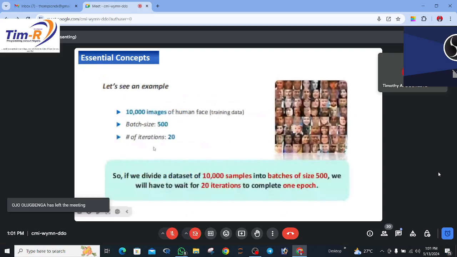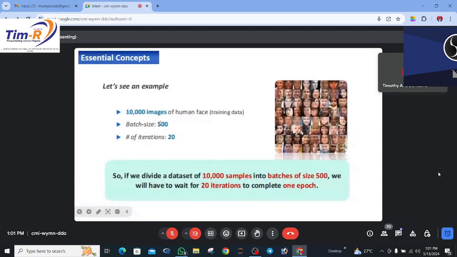So now let us see an example. For example, if we have 10,000 images of human faces as a training data set, and we set the batch size to 500, which means that 500 images will be going into the artificial neural network at a time. You get what I'm trying to say? So we have 500 images going into the artificial neural network.